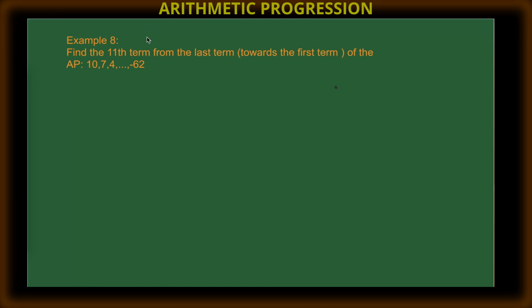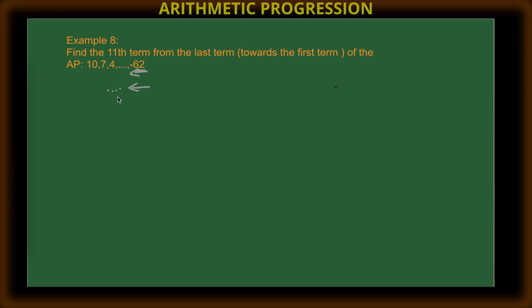Okay students, let's try to solve this example. Find the 11th term from the last term towards the first term of the AP. Don't worry, it's just trying to confuse you here. Find the 11th term from the last term. So the last term here is 62. So from here we need to find the 11th term.